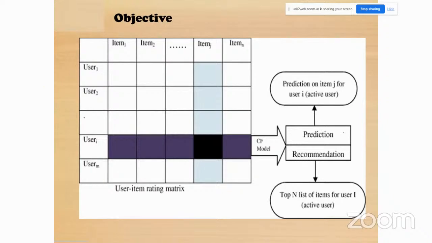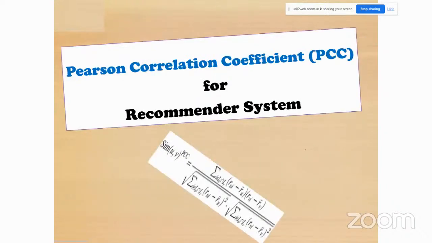But the question is how to do rating prediction. For that, we have to go for machine learning models or maybe some measures. Based on that, we can find rating prediction followed by recommendation. So we have various measures and various machine learning models for finding the rating prediction. Here we are looking at the collaborative filtering process.